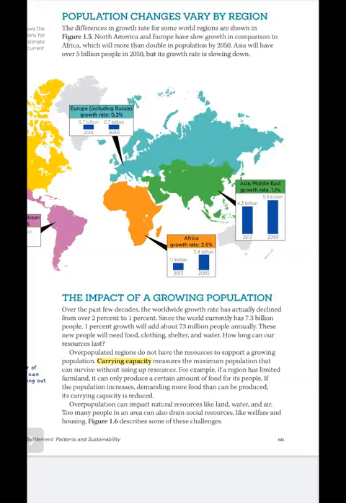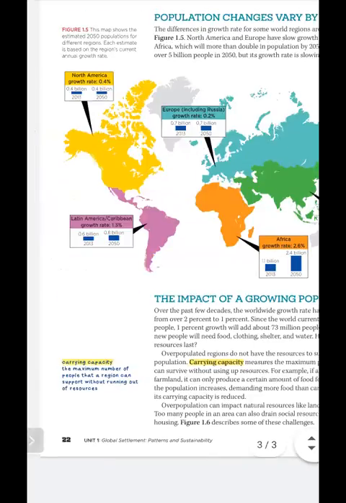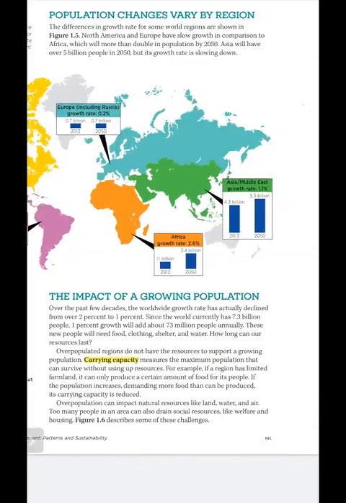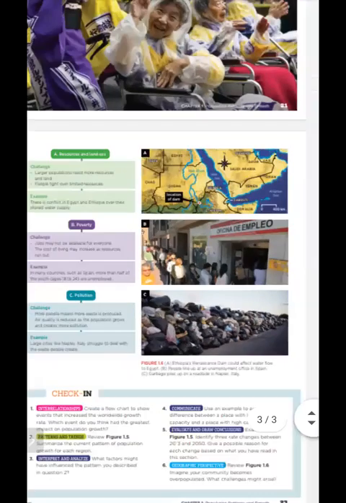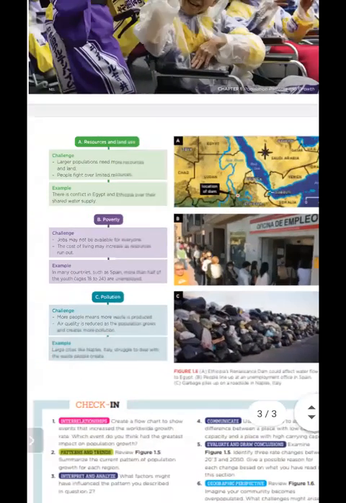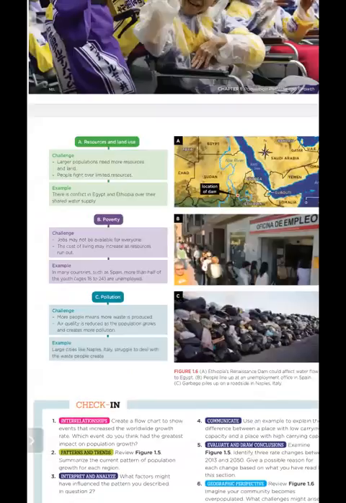Overpopulation can impact natural resources like land, water, and air, right? Too many people in an area can also drain social resources like welfare and housing. So this is one of the negative impacts of overpopulation: you need more housing, more welfare, more water, more land, more air, right? Another thing is poverty. If there are too many people, jobs may not be available and the cost of living may increase, right?